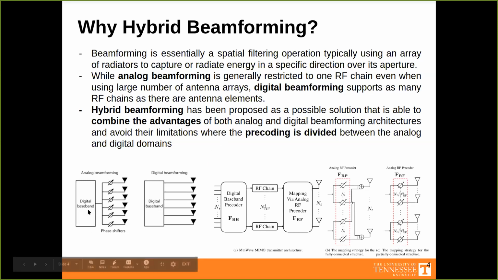So here we can see that in analog beamforming, we just use phase shifters in the analog part. In digital beamforming, we do everything in the digital baseband. For hybrid beamforming, we perform the beamforming in two parts: part of it on the digital side and part of it on the analog side. That's why we call it hybrid beamforming.